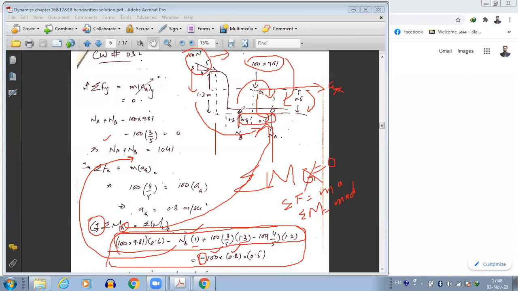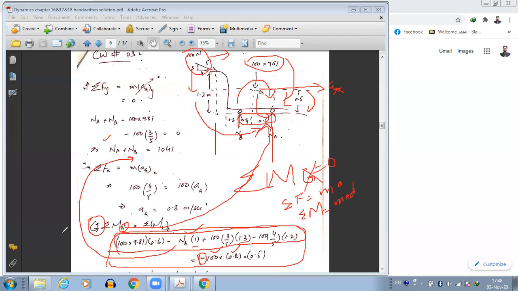If you use the summation of moments at B, then in that case NA will be there, and then you find NA from this equation and substitute NA here to get NB. So there are three methodologies of solving the problem. After doing the summation of forces in the x and y directions, either you can take the moment at B, or at G, or at A.